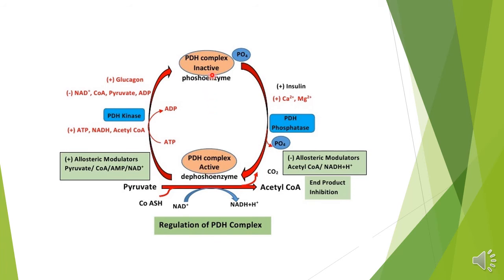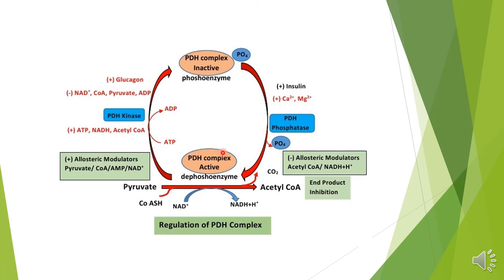So in this case, we have seen this enzyme PDH complex can be in an active form or it can be in an inactive form. Once it is with a phosphate group, that time it is inactive. Once there is dephosphorylation, it is in an active state. So we have named it as dephosphoenzyme or as phosphoenzyme.